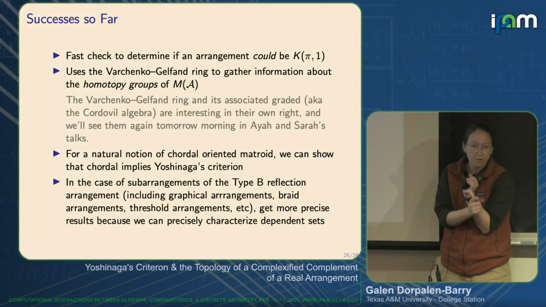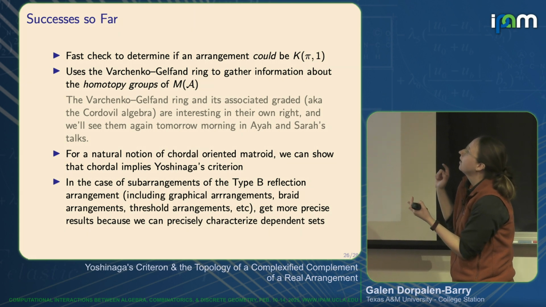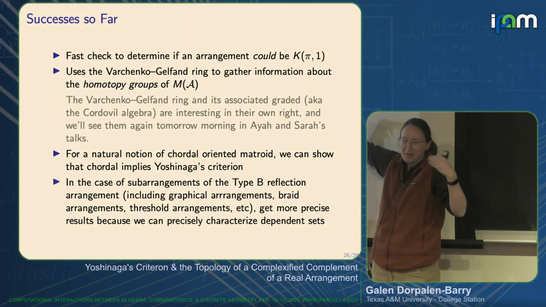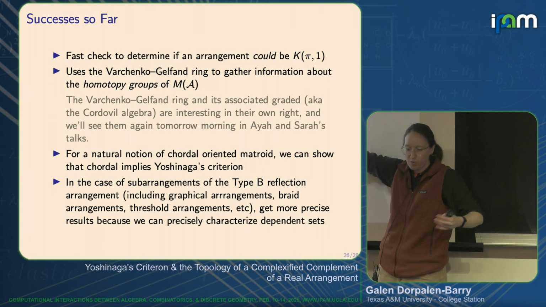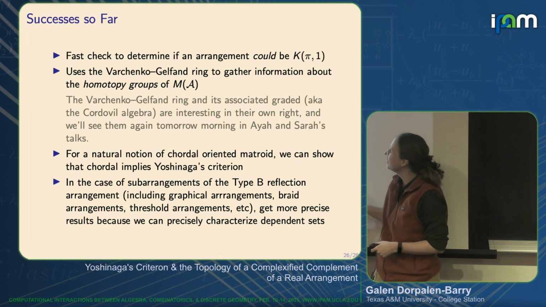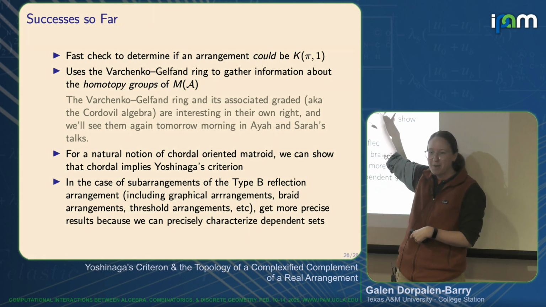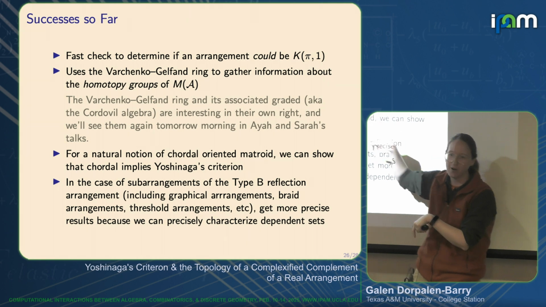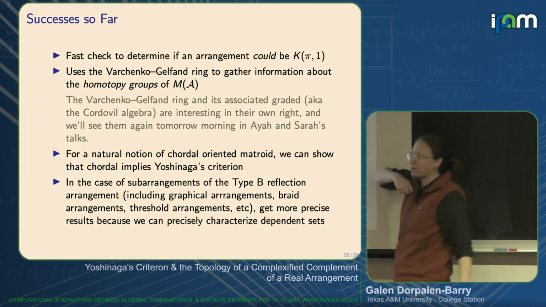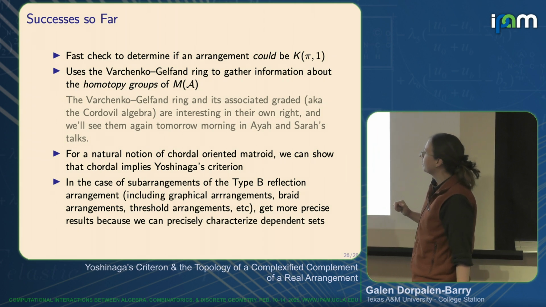So this was pretty fast to compute things. It's cool because it's a use of the Varchenko-Gelfand ring to compute things that are not a priori related to M3A, which I thought was pretty cool. Aya and Sarah are going to talk more about this. I mentioned this earlier. They're going to talk more tomorrow morning, but not in the context of homotopy groups. I think they're going to talk about representation theory aspects.